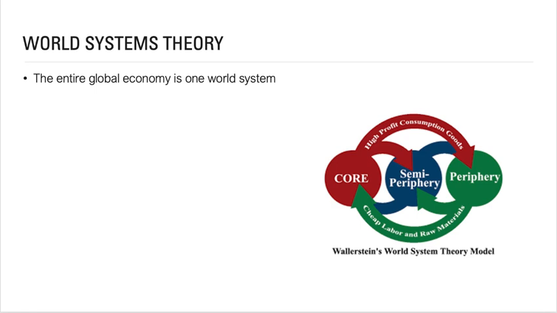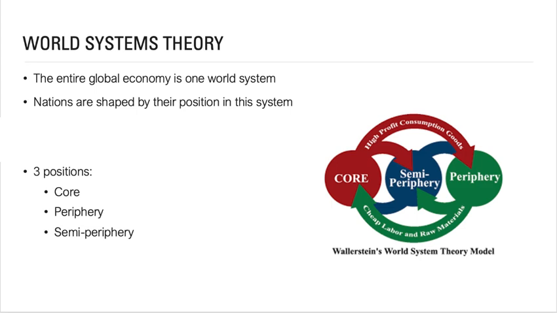So he says we can't understand the conditions of one particular nation without thinking about how it's situated in trade relationships and its political influence and those sorts of things. And then he's saying nations are shaped by their position in this system. But Wallerstein is saying that countries in relation to each other have social mobility. And he breaks this into core, semi-peripheral, and peripheral nations.